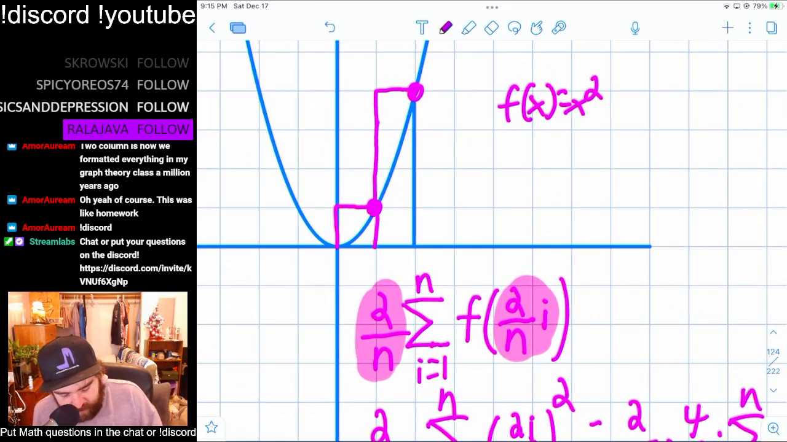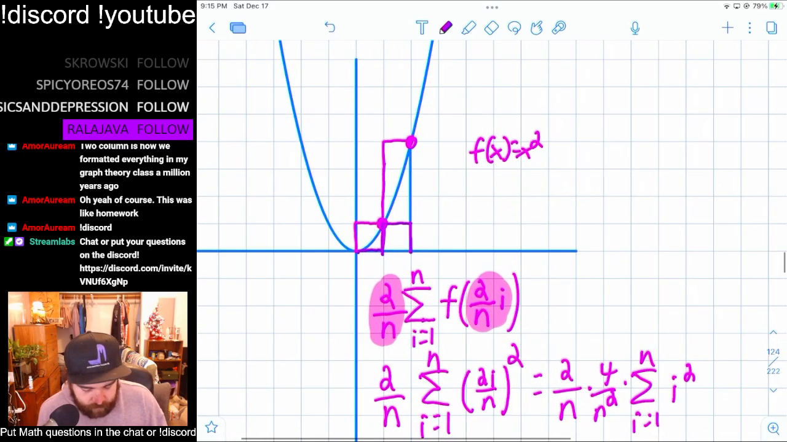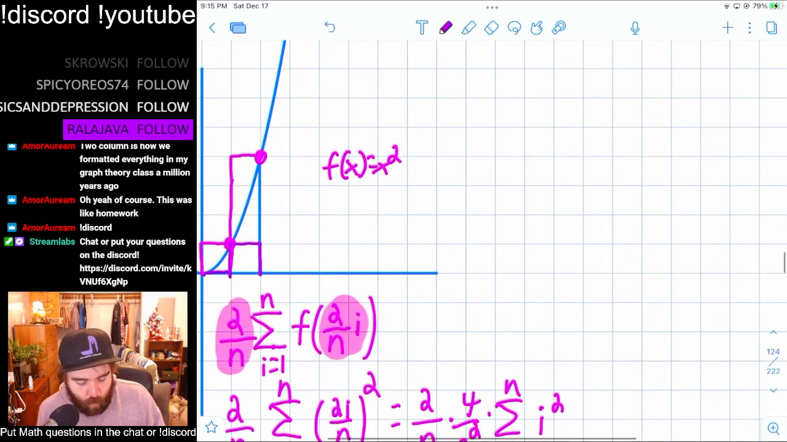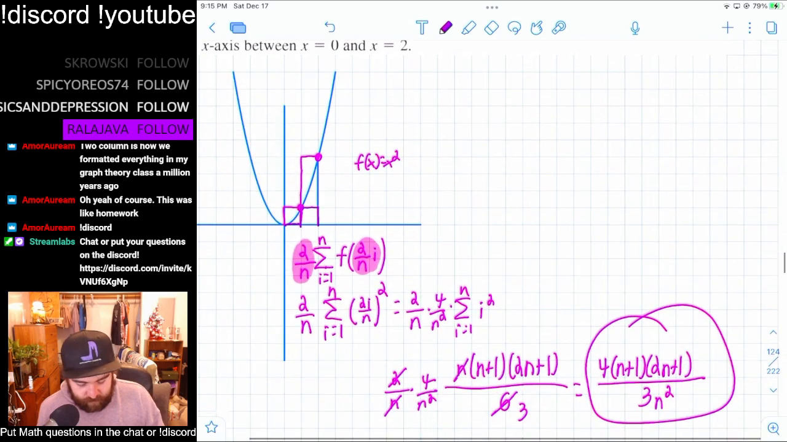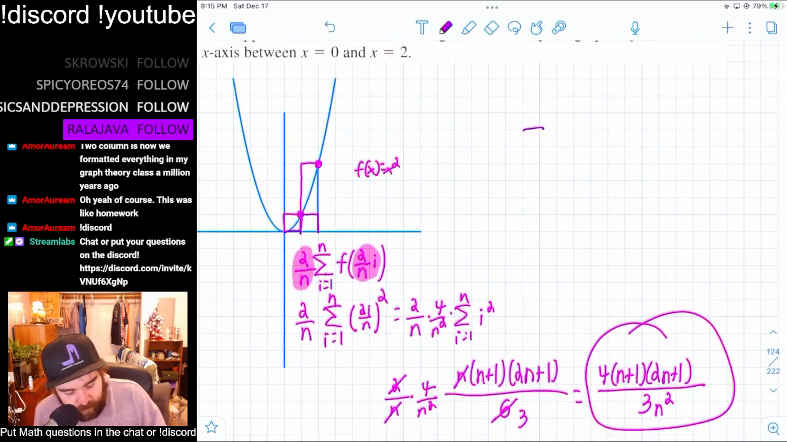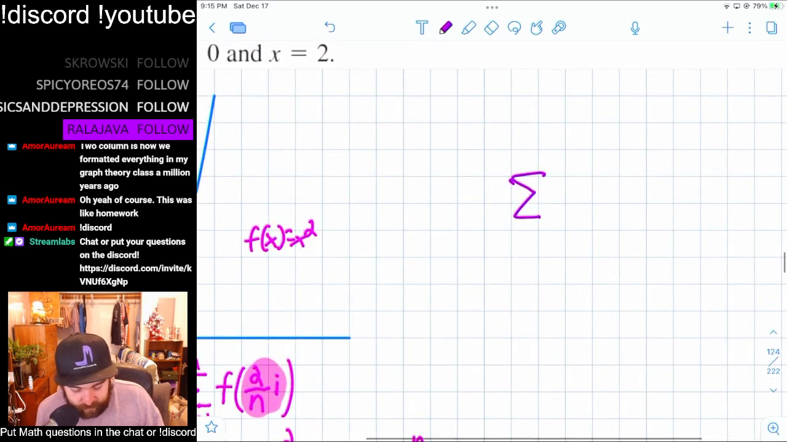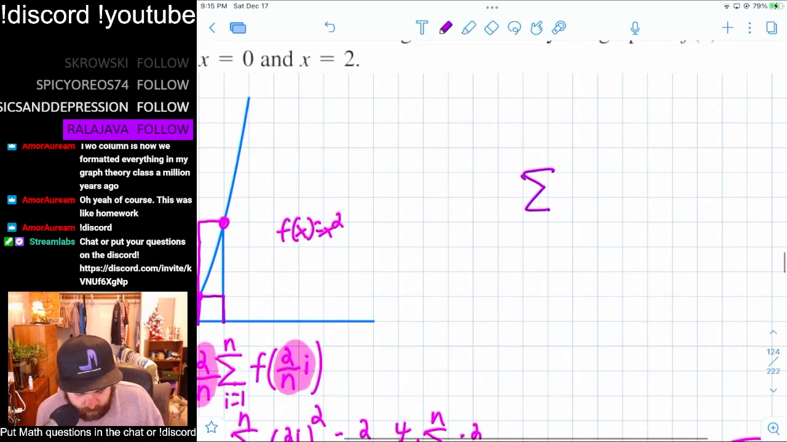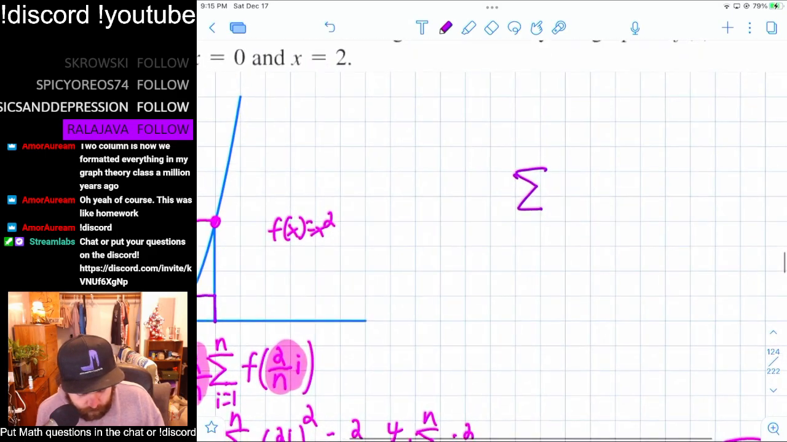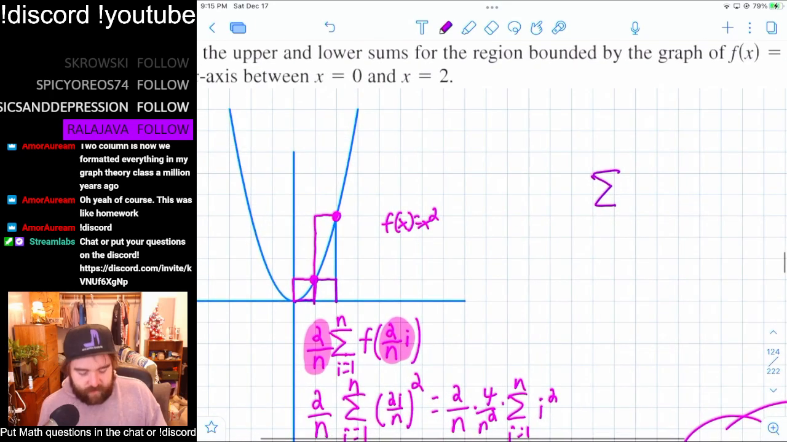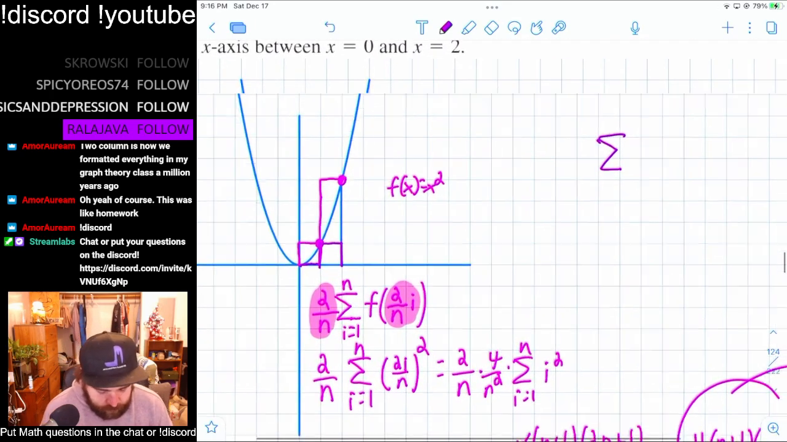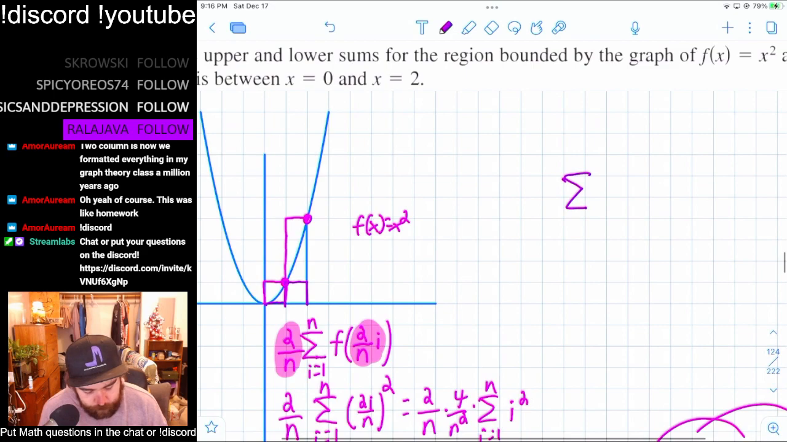So the underestimate is going to be like that. Instead of doing f of 1, you have to start with f of 0. So it's the same idea. I see why it's going to end up being more complicated. I guess it should be slightly different than this one down here.